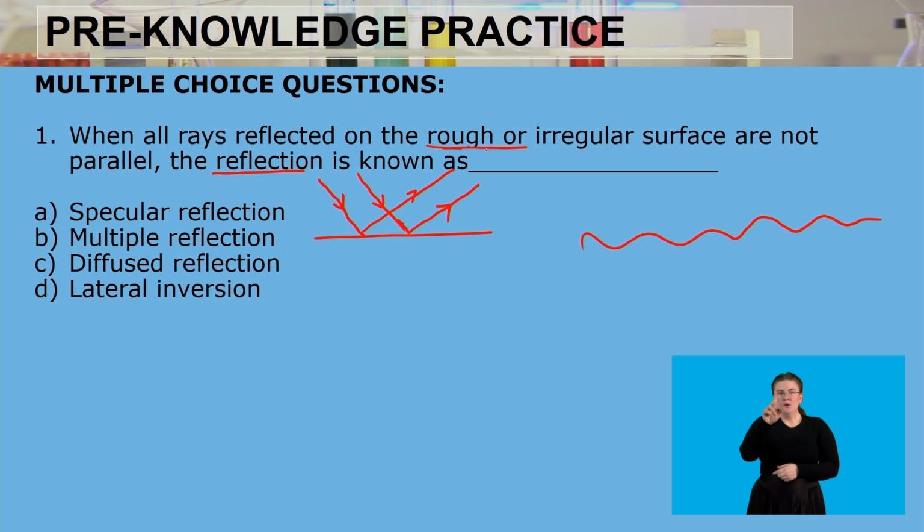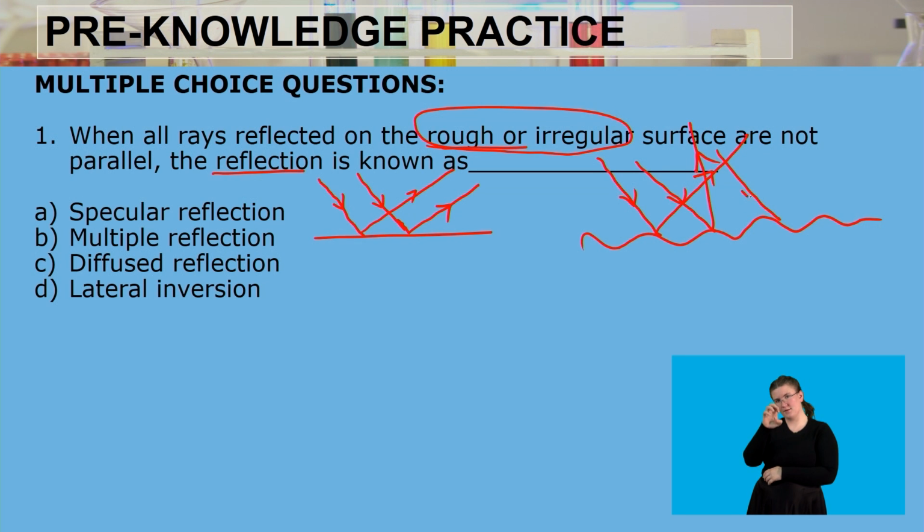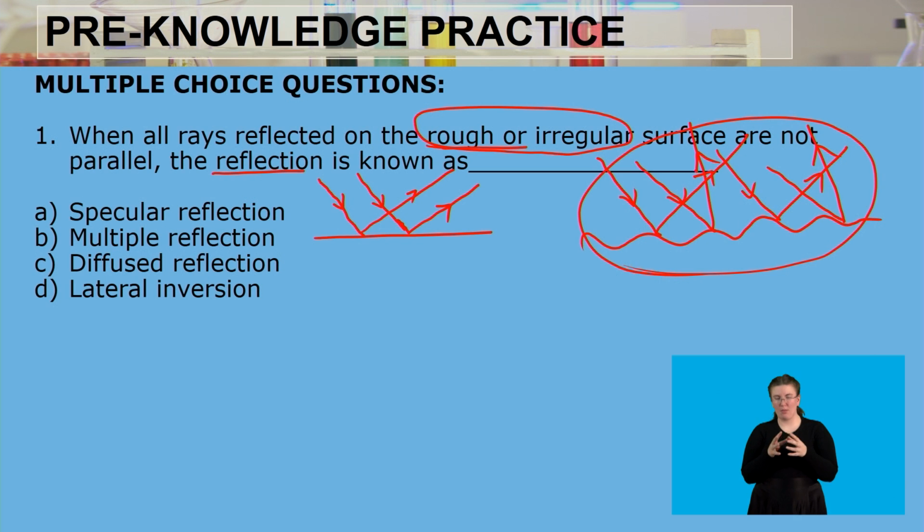However, because we are talking about a rough or irregular surface, the rays coming from the source are parallel to each other. However, when they are reflected, they'll be going in all sorts of directions, so they will not be parallel to each other. So when the rays are coming from the source, they'll be reflected in all sorts of directions. Therefore, the image formed in this particular case is going to be a diffused reflection. So the answer is C.